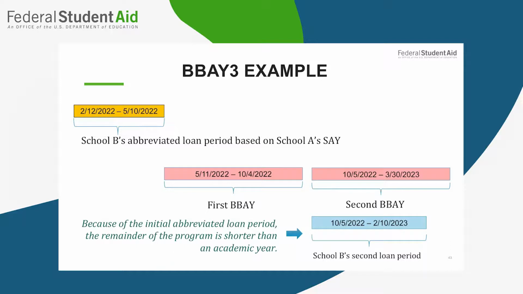Now watch this. Because of that initial abbreviated loan period, this student gets into their second borrower-based academic year, and they're approaching the end of their academic program. So if that initial abbreviated loan period meant that the remainder of the program is shorter than an academic year, there's going to be a short period of time. School B's second loan period is going to go from October 2022 to, let's say, February 10, 2023. That's the second loan period, and it's going to end on February 10 because at that point, the student will be finished with the program.